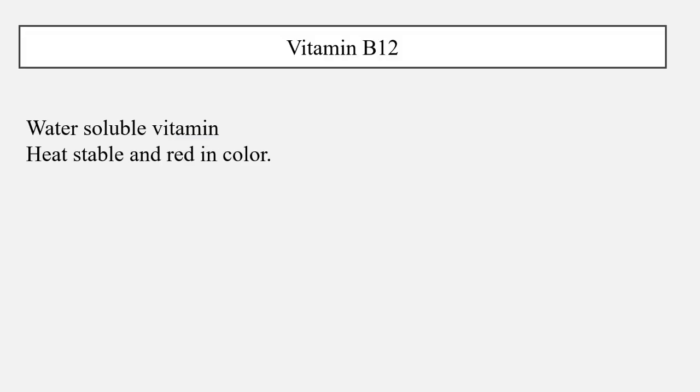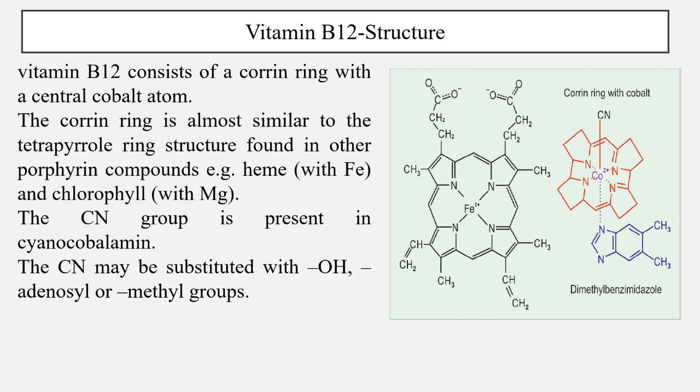Coming to the next vitamin, vitamin B12. B12 is also a water soluble vitamin which is heat stable and red in color. Here is the chemistry of vitamin B12. It contains a corrin ring with a central cobalt atom. This corrin ring has four pyrrole rings, also called a tetrapyrrole ring, which is also found in heme and chlorophyll.